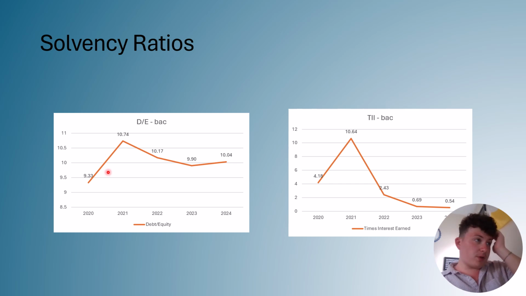Now for solvency, we're going to see the same thing here with debt to equity and Bank of America. They are still around that 10 mark here. Again, with their special liabilities, as we talked about, it does keep them higher than we would like to see.